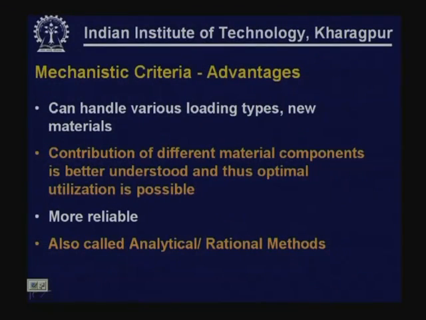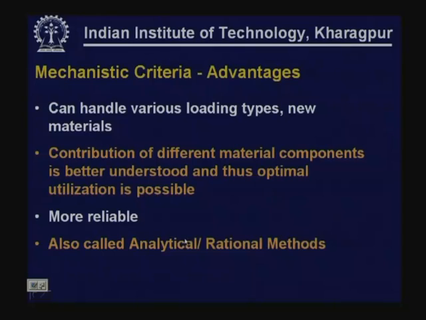So in this case, the contribution of different material components is better understood. What happens if I increase the thickness of the base course? What would happen if I decrease the thickness of the bituminous surface? My empirical design procedure may not be able to explain, because originally all those combinations may not be there, all those materials may not be there. So I cannot explain using an empirical procedure what would happen if I increase the thickness or change the material property. But using a mechanistic procedure, it would be able to satisfactorily explain what would be the result of varying or adopting different materials and analyzing different loading conditions.